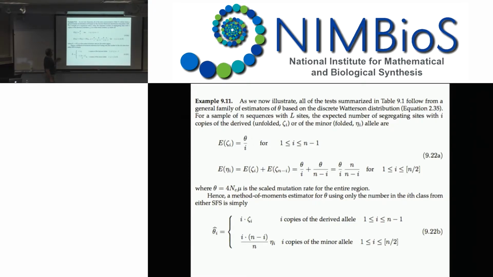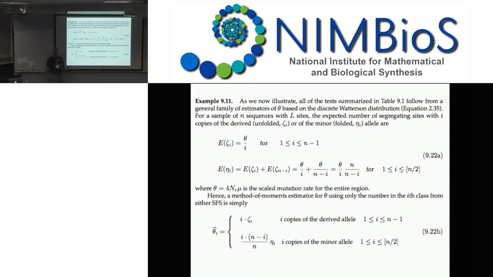So if you think about that, if I have derived alleles, I just rearrange this, and an estimate of theta is simply i times the number of sites that have i derived alleles. An estimate of theta, if I look at minor alleles, is i times the number of sites with i minor alleles, times n minus i. So this is my observations, number of sites with i minor alleles, then I correct for i times n minus i over n.